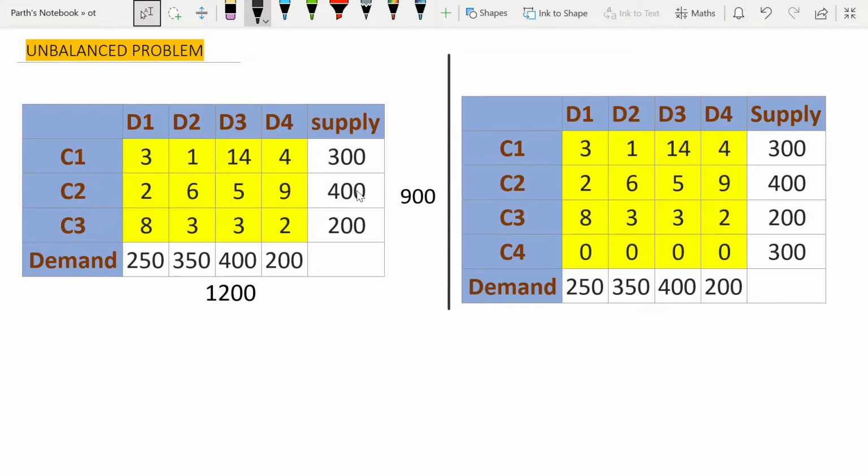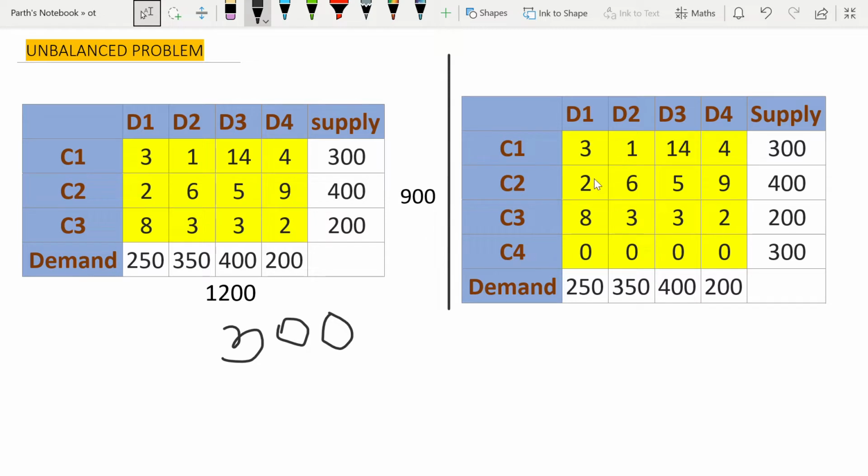You can see that the summation of supply here is 900 and summation of demand is 1200. In balanced problem, the summation of supply and summation of demand were coming out to equal. Here, as the demand exceeds the supply by 300 units, we have to compensate this 300 units somewhere. So what we are going to do is we are introducing a dummy row. As the supply quantity is less, we will introduce a dummy row. If the demand quantity is less, we will introduce a dummy column. So we are introducing, let's say, company 4.